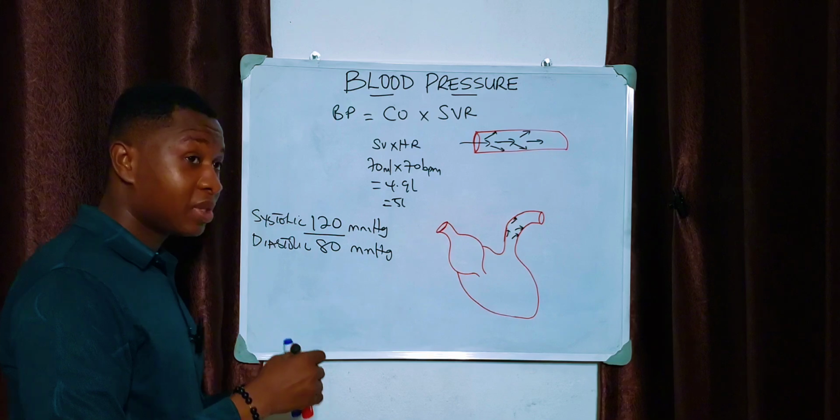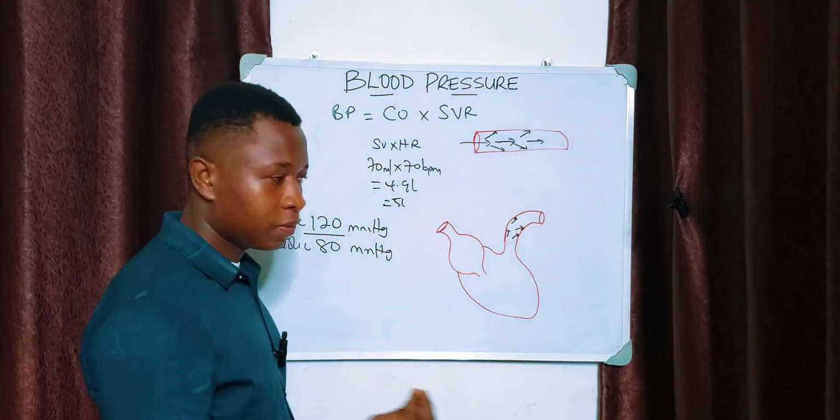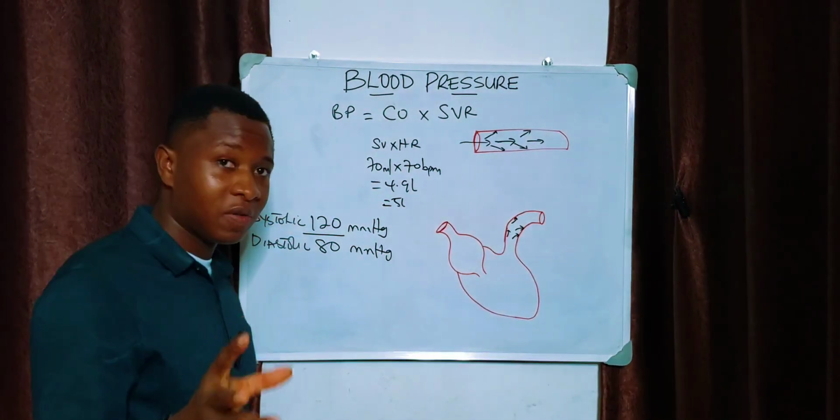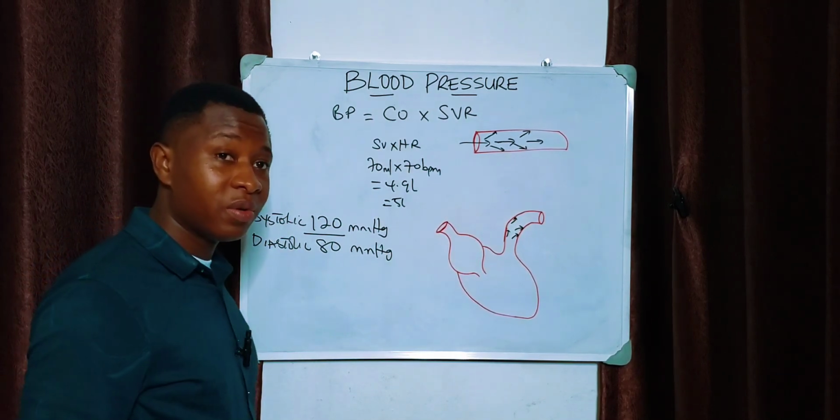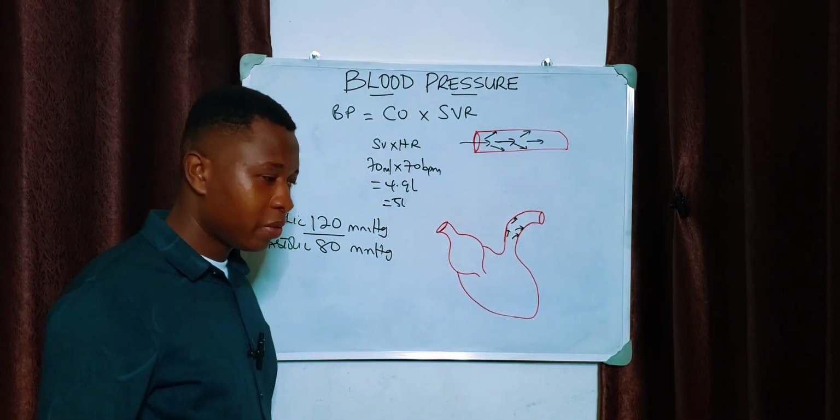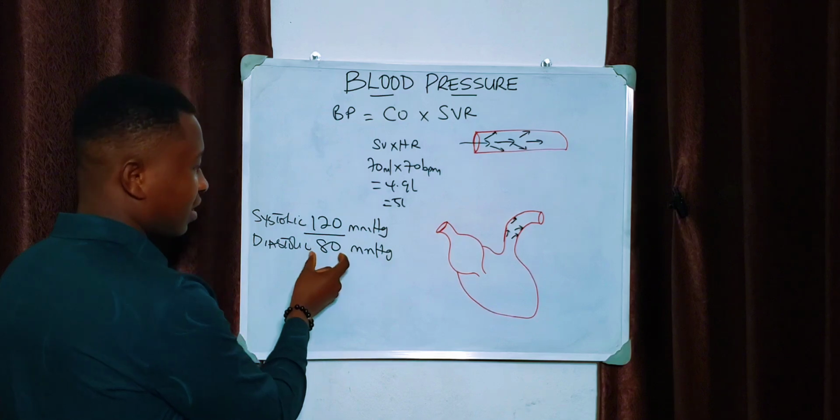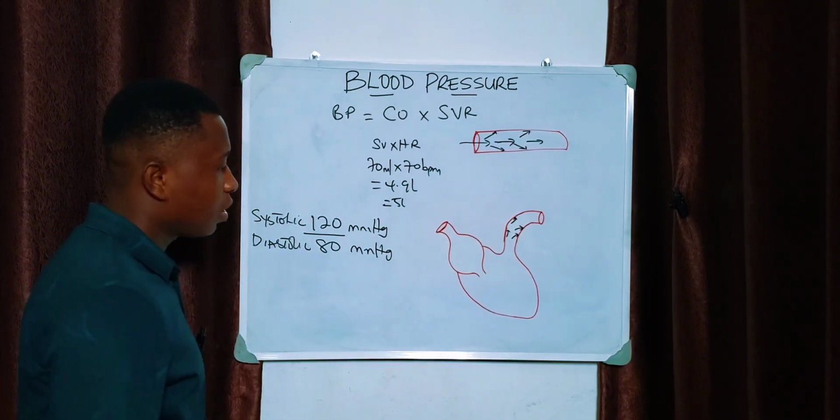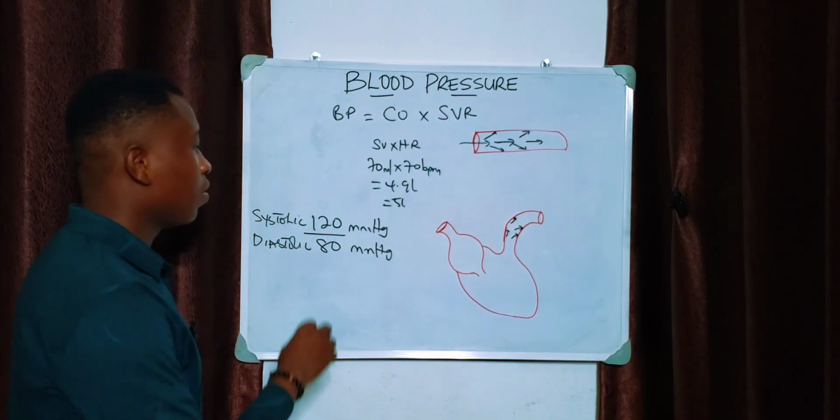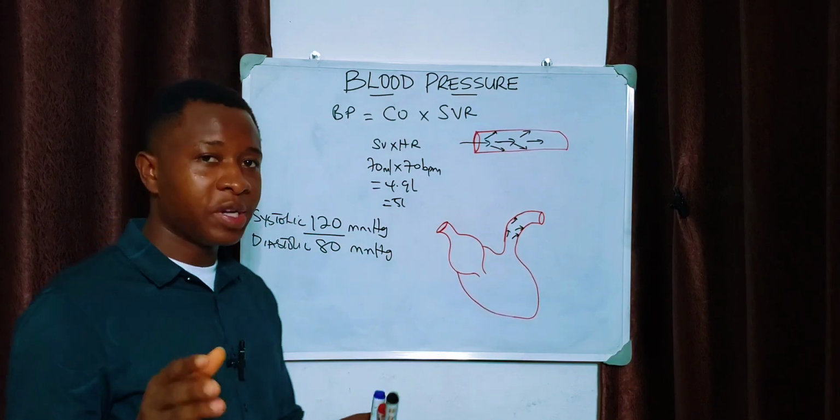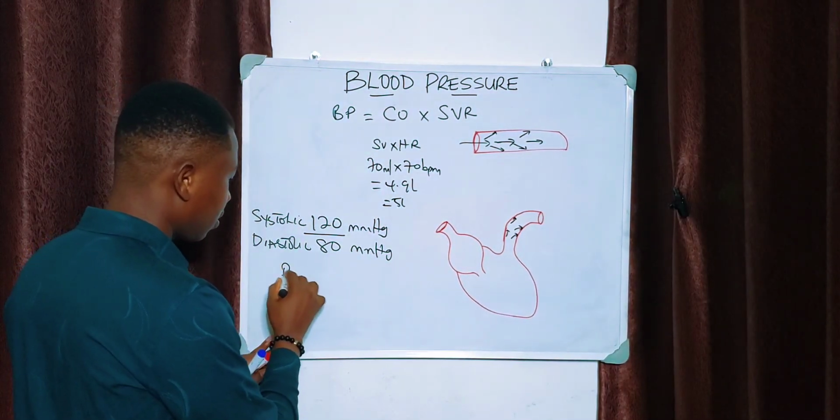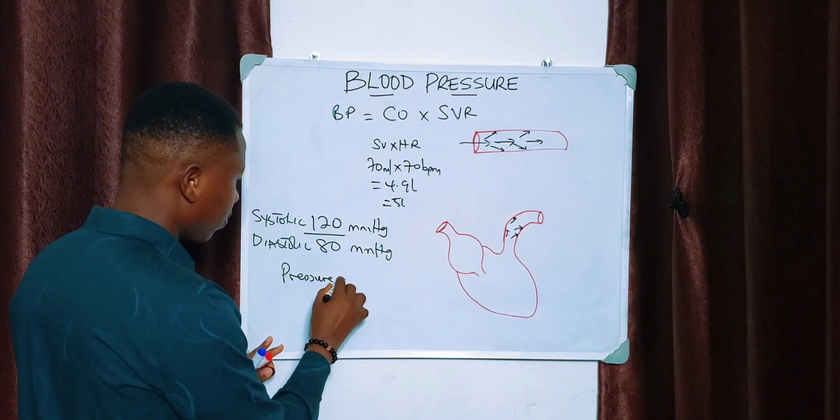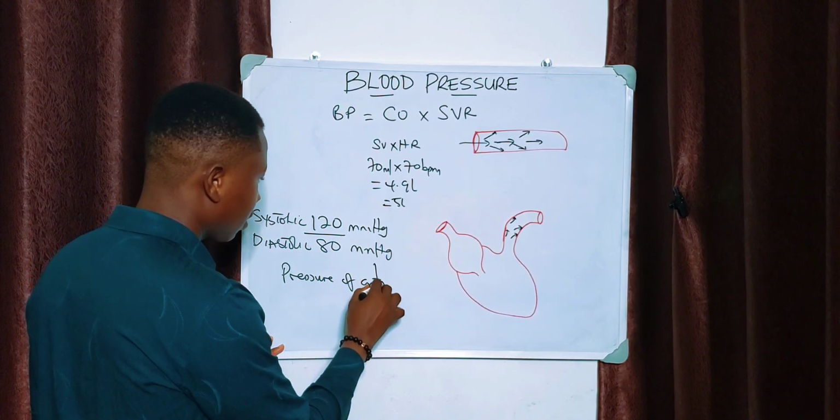And remember, we said systolic is what? Contraction. When the heart contracts, that's the systolic value. The lower, which is the diastolic value, refers to relaxation. So when the heart is relaxed, the pressure is at 80. When the heart contracts, the pressure is at 120. Both of them are pressures of the arteries.